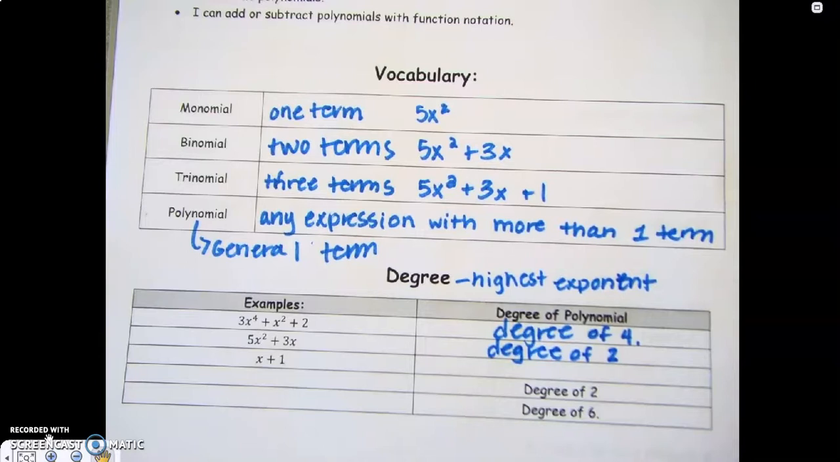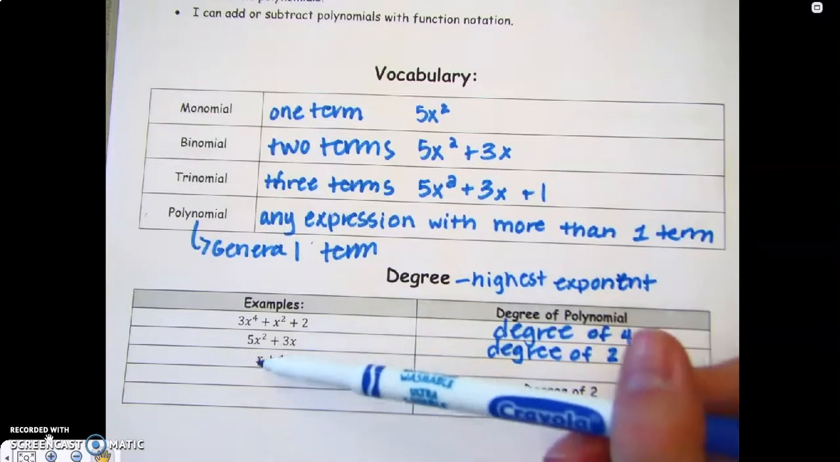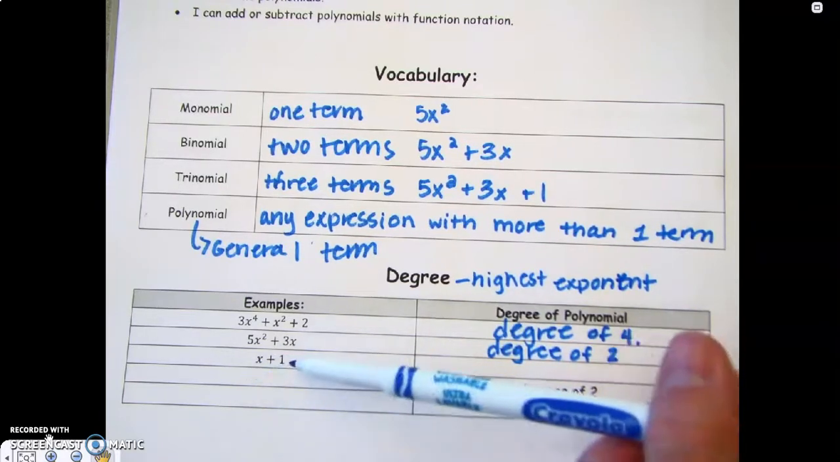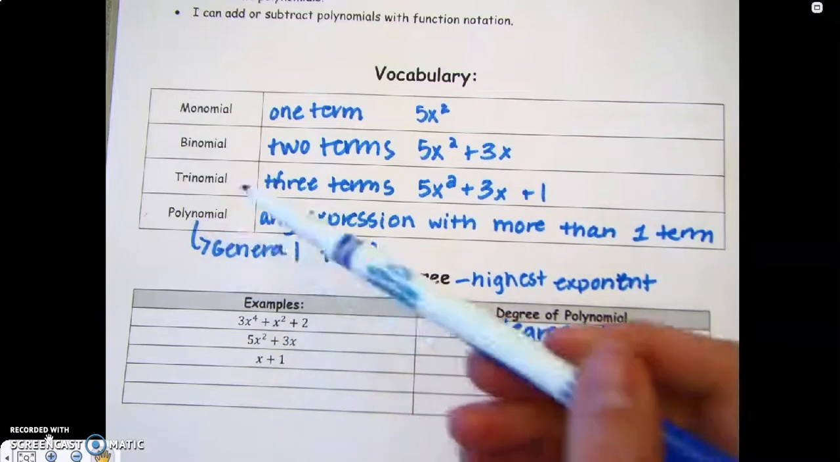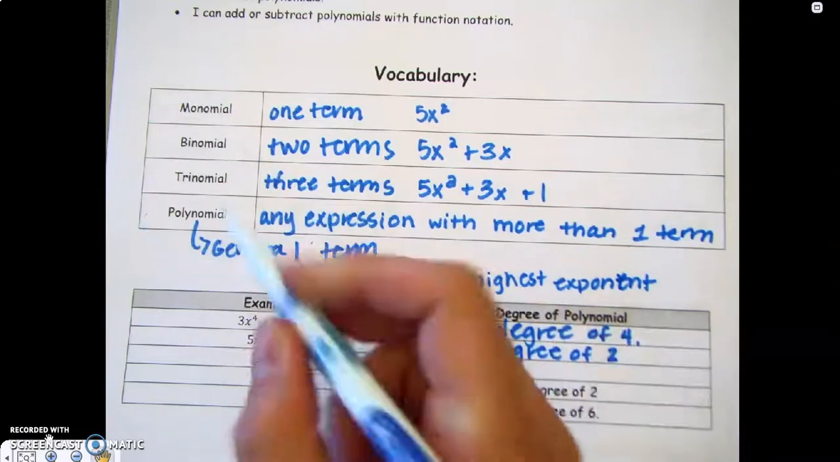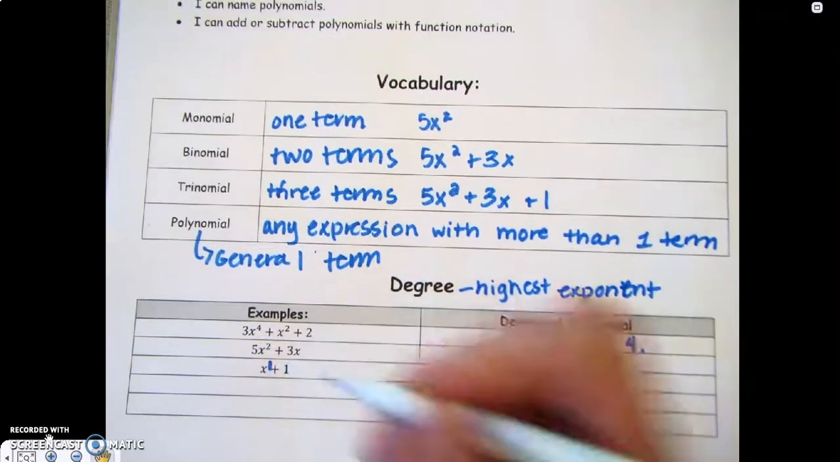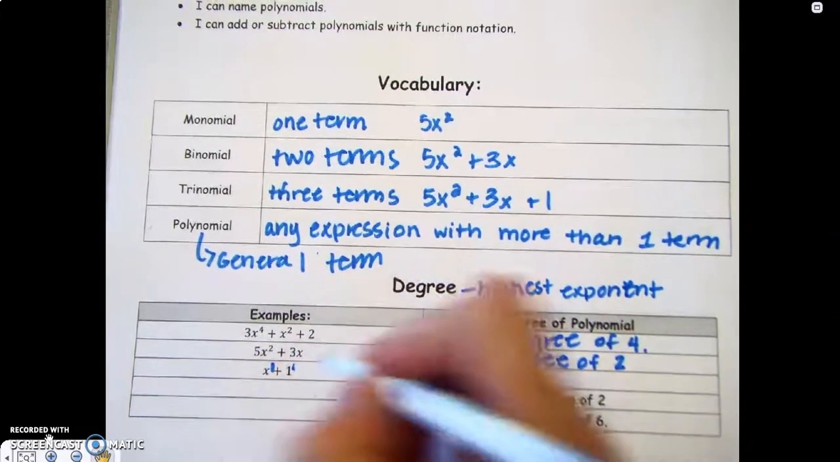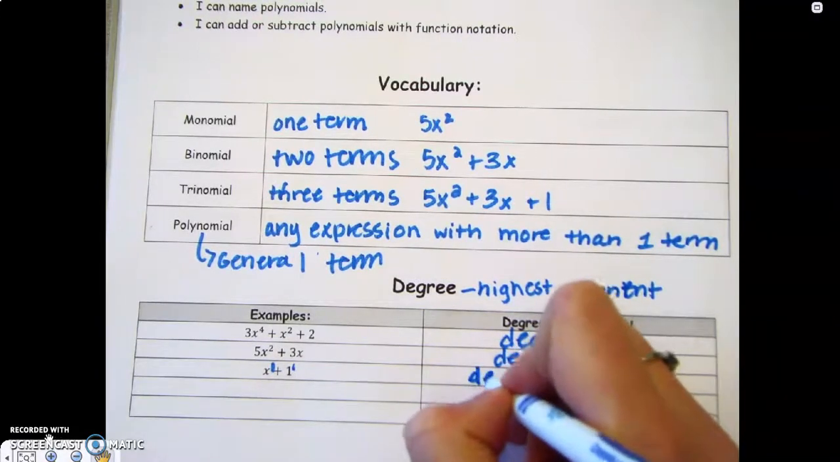Okay, and then finally, I'm looking at this binomial, x plus 1. There's 2 terms. That's a binomial, or we could call it a polynomial. And this has just a degree of 1 because the exponent on x is technically 1, and the exponent on 1 is technically 1. So this has a degree of 1.